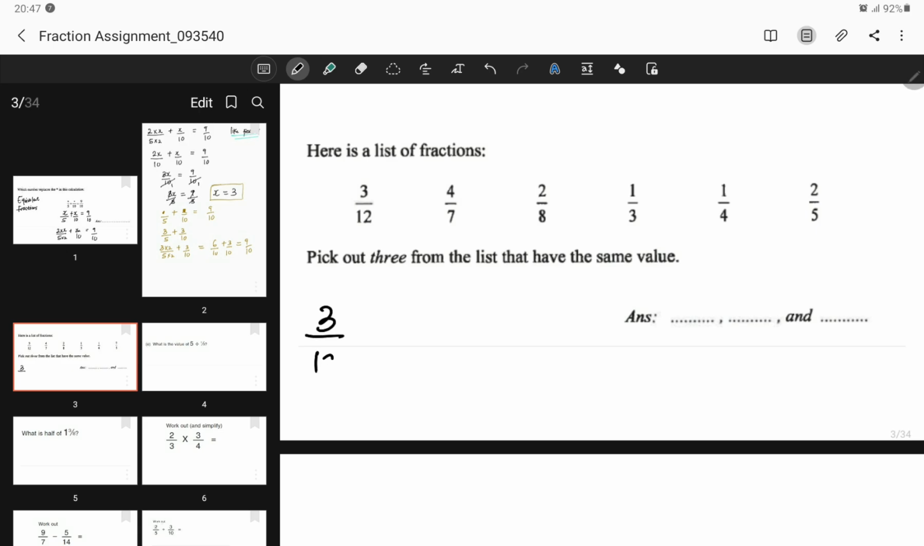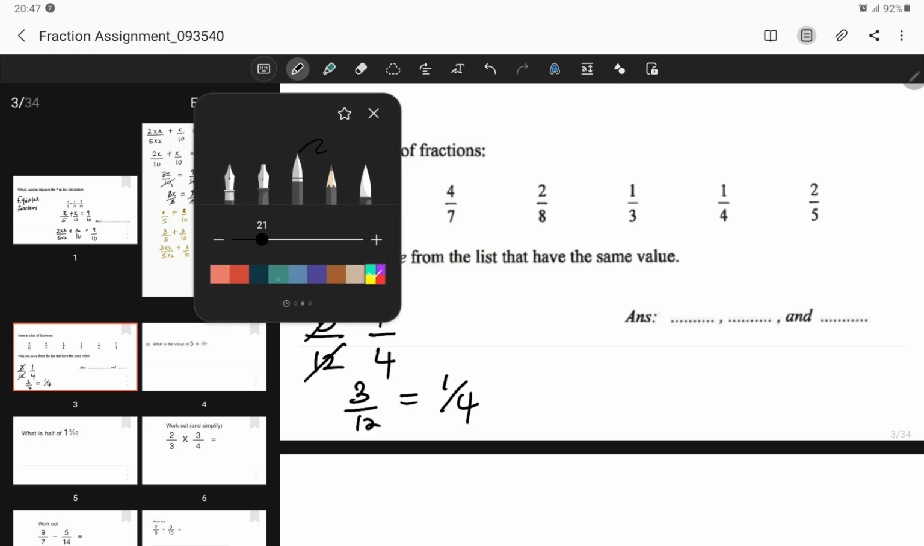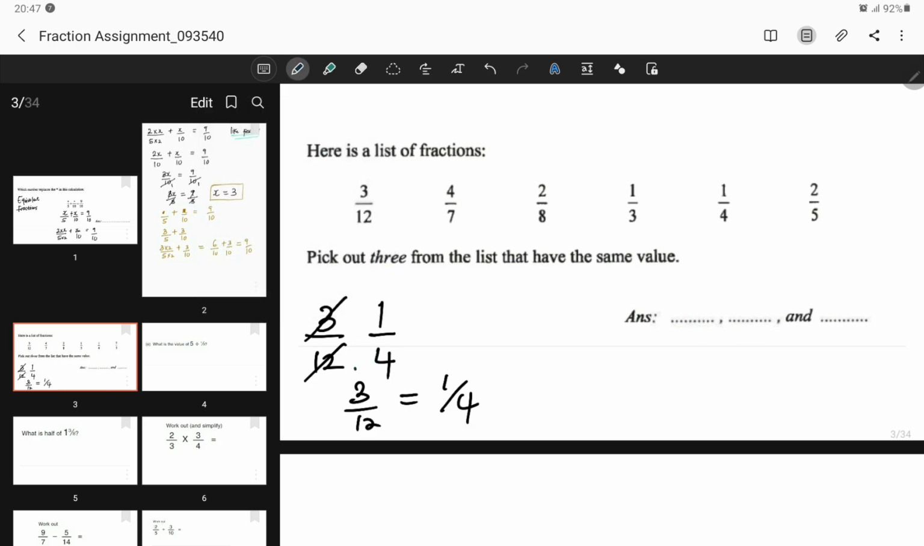So 3 over 12, you can reduce to the lowest term. What do I mean by reducing to the lowest term? You divide the numerator and the denominator by the same number. It is also regarded as equivalent fractions. 3 into 3 gives 1, 3 into 12 gives 4. So therefore, 3 over 12 is equal to 1 over 4. Let's box this and keep it somewhere because we're going to make reference to it later on.